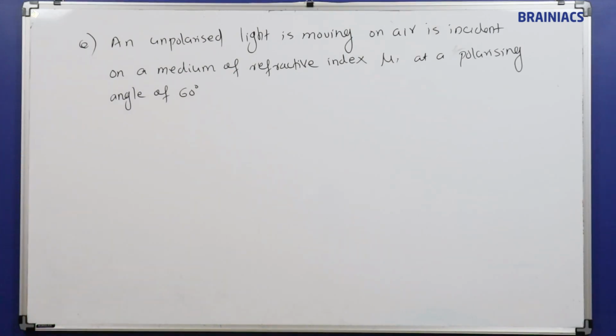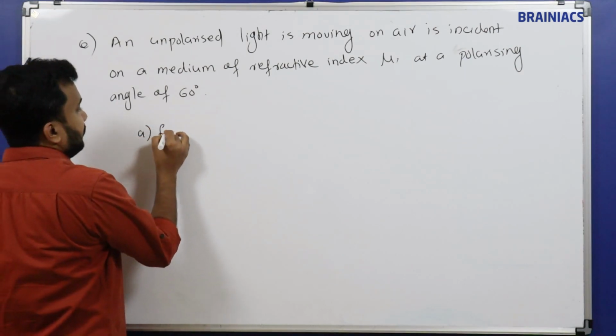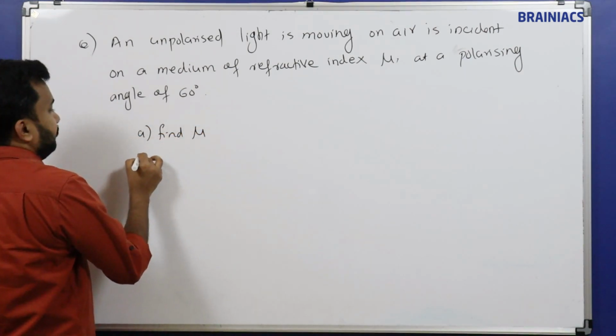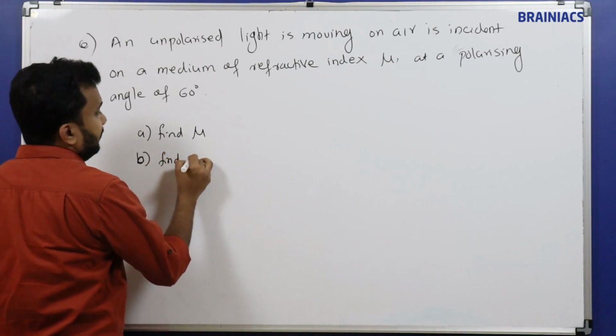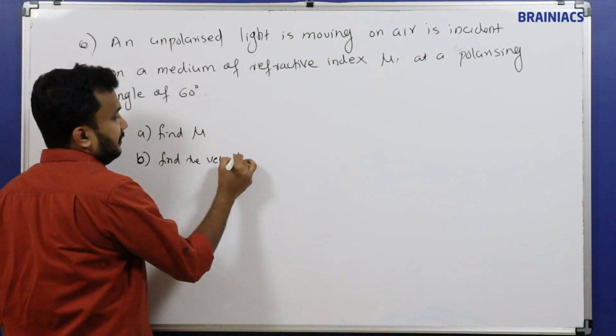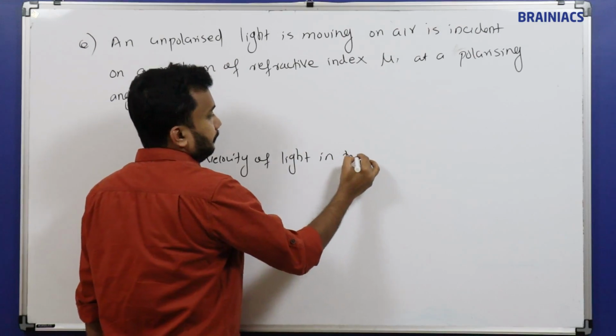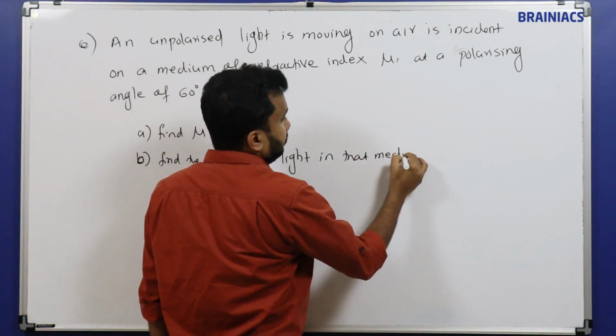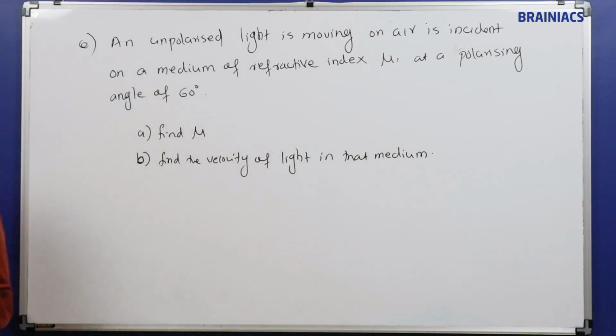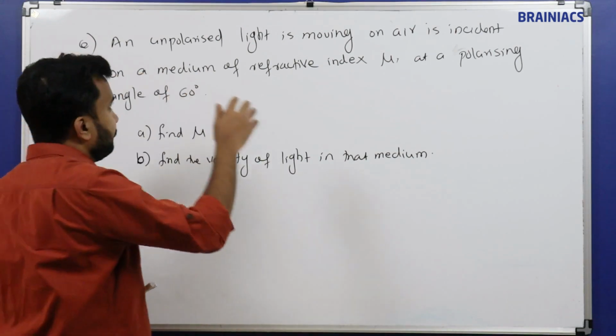Polarizing angle of 60 degree means an unpolarized light ray is coming and refracting into a medium of refractive index mu, with a polarizing angle of 60 degree. Two questions: find mu, the refractive index, and second, find the velocity of light in that medium. So the question has two parts. One is the refractive index, another is the velocity of light in the medium.